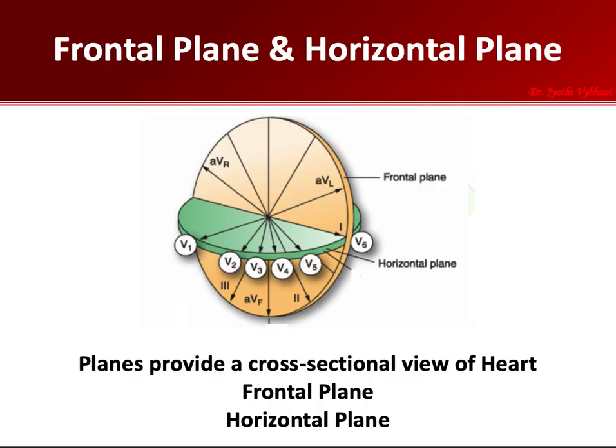Okay, coming to the frontal plane and horizontal plane. When you take a cross section of the heart, the frontal plane records the frontal cross-sectional view of the heart, whereas the horizontal plane records the horizontal cross-sectional view of the heart. Frontal plane provides a cross-sectional view of the frontal view of the heart. Horizontal plane records the horizontal plane of the heart.